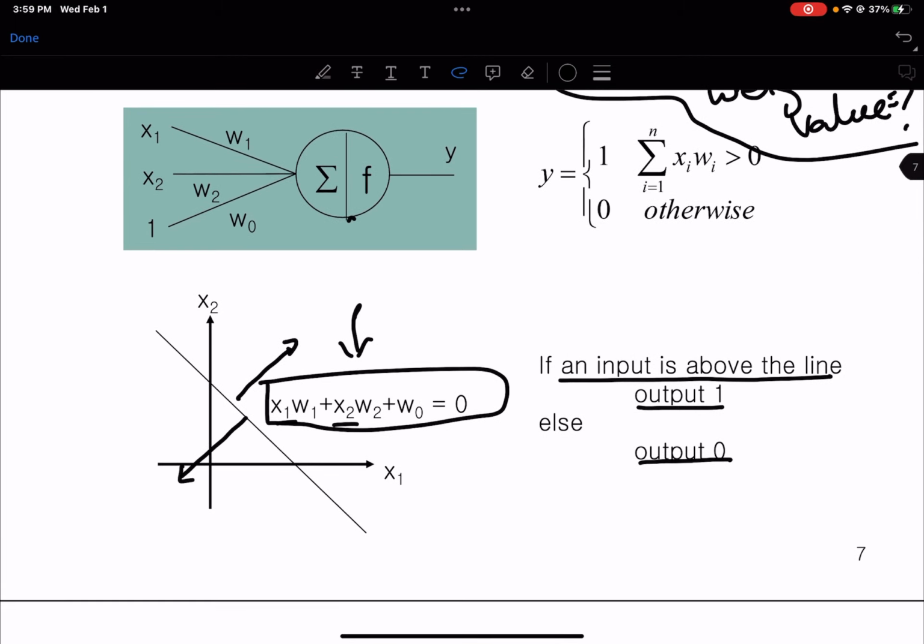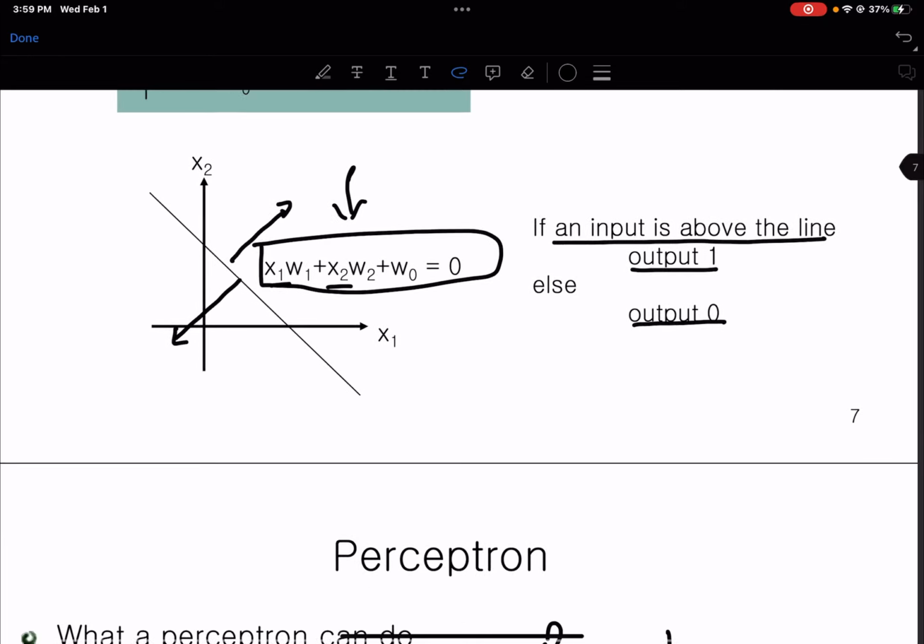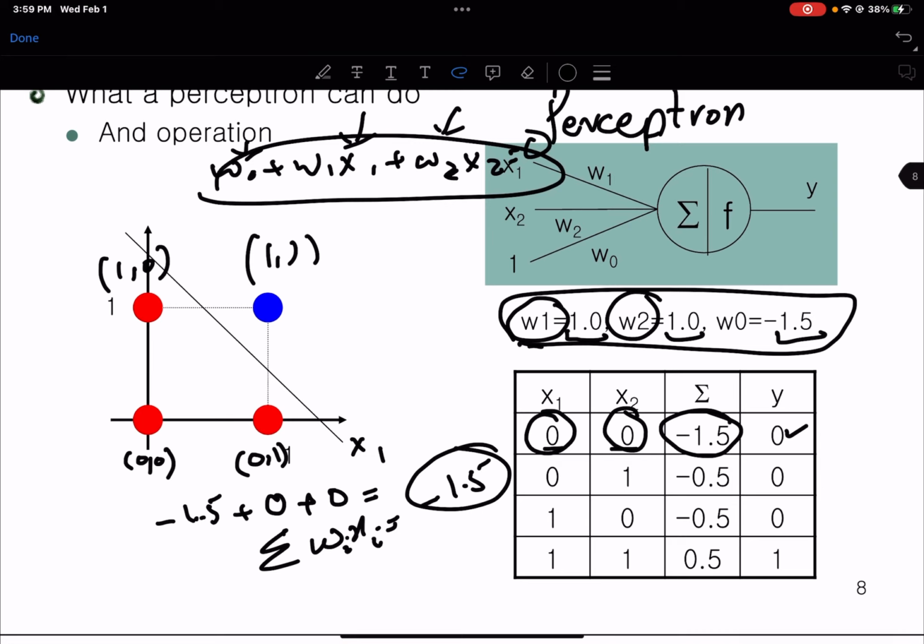And then what did our function do? If the summation of them is greater than 0, then only we say it is 1. So our summation is minus 1.5. It is not greater than 0. So we say y is 0. What about 1, 1? Okay, W0, this is for 0, 0, x1, x2. This is for 1, 1.